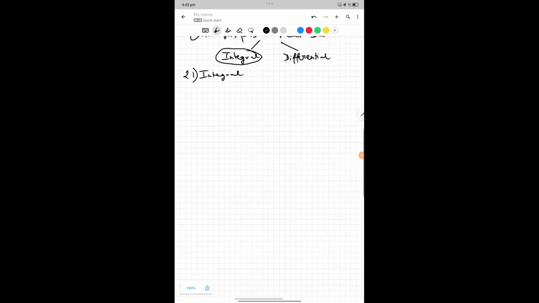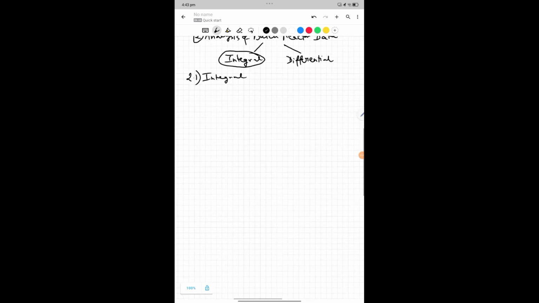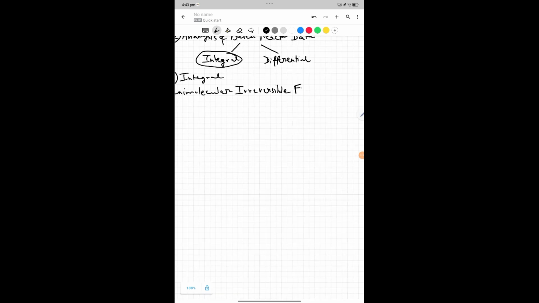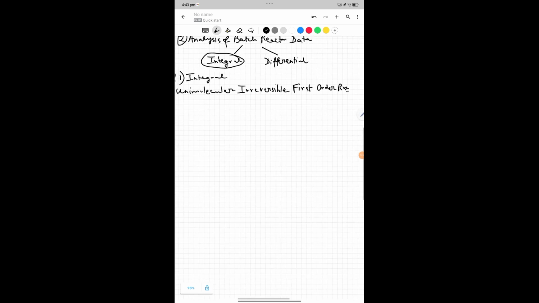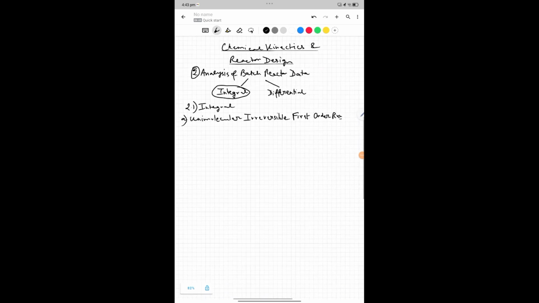In the integral method also, we will proceed with the first type of equation, which is the unimolecular irreversible first order reaction.